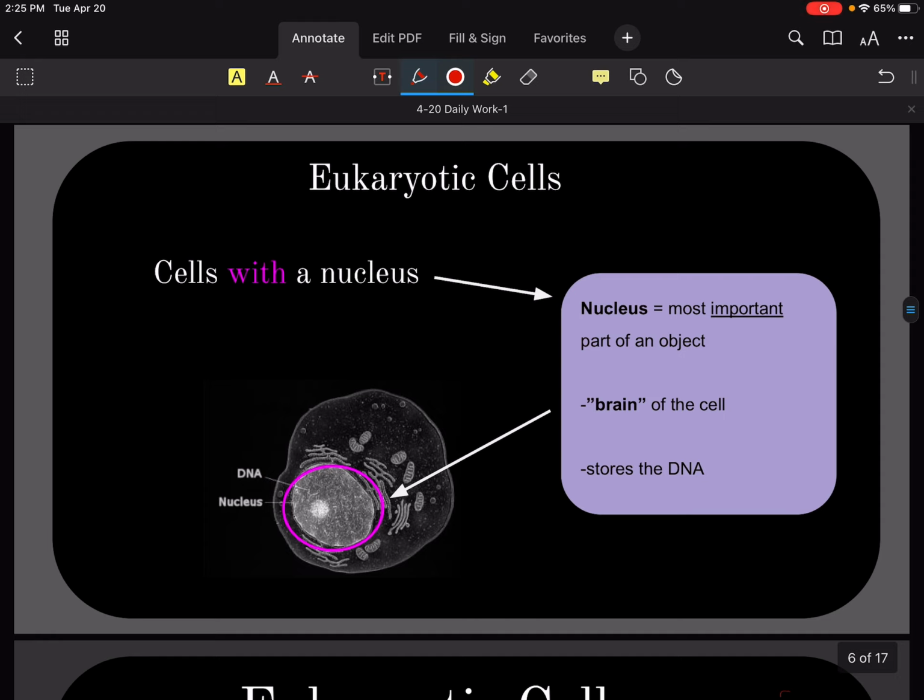All right, so last week we talked about how eukaryotic cells are cells with a nucleus. And the nucleus is actually an example of an organelle. So the nucleus is the most important part of a cell. It's like the brain, and that's where all the DNA is stored.